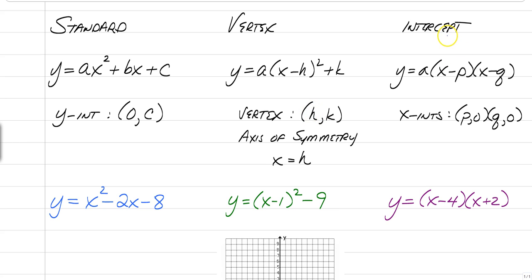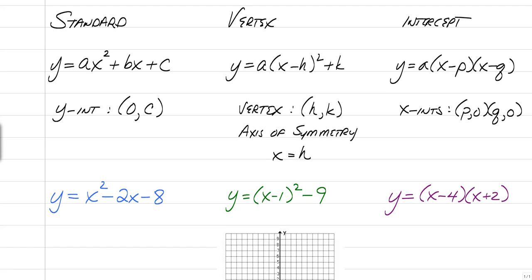Finally, you have intercept form, which is also known as factored form. When you are in factored form, you will always know the x-intercepts. So over here we have our x minus p and x minus q. P and q are x-intercepts. So your x-intercepts will be p comma 0 and q comma 0. Now remember, sometimes they don't always have two x-intercepts. So you just have to keep that in mind in case that happens.